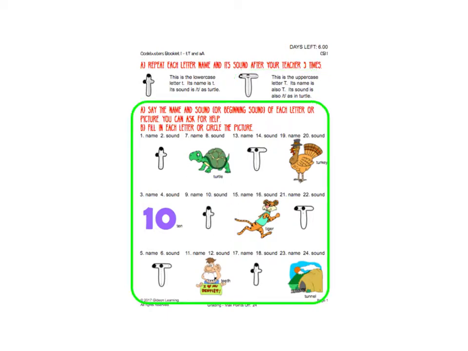Now let's move on to this next section. Let's read the directions first. Say the name and sound, or beginning sound, of each letter or picture. You can ask for help. Fill in each letter or circle the picture. Let's look at the first one. The letter name is T. Its sound is T. And now we can write our lowercase letter T. This is T. Its sound is T. And now we can circle it.